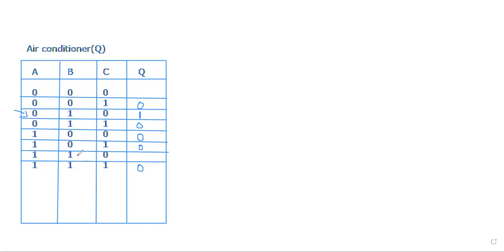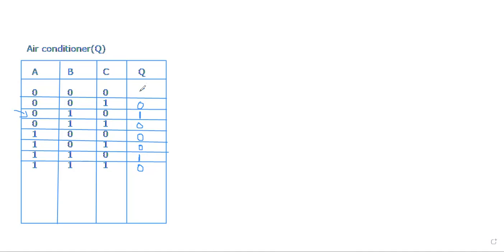Then here also, if you consider this case, the switch is also on. At the same time, for the air conditioner, the main thing is that the switch may be on or off, no problem. But here the temperature sensor has detected that the temperature is higher than the predefined temperature value. Therefore, the air conditioner will get on.